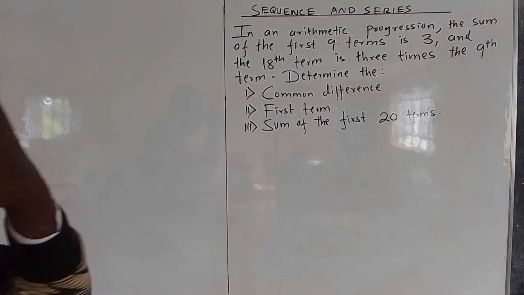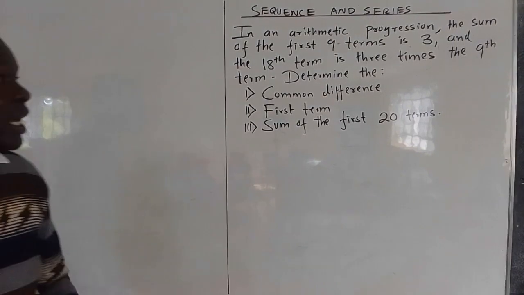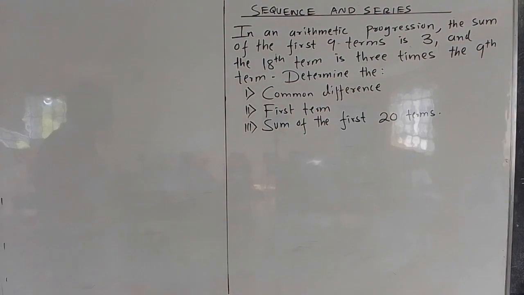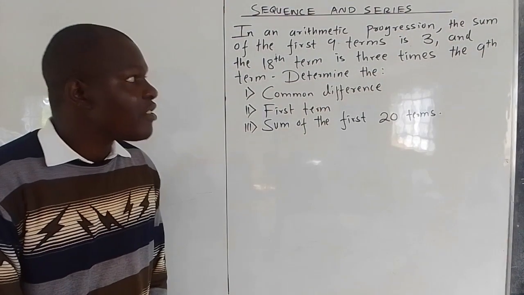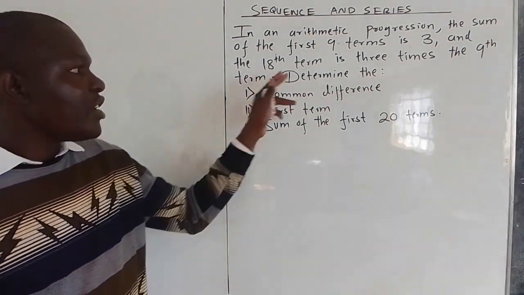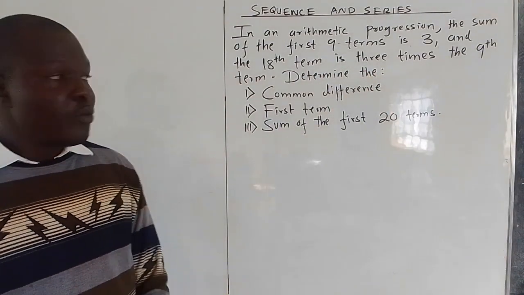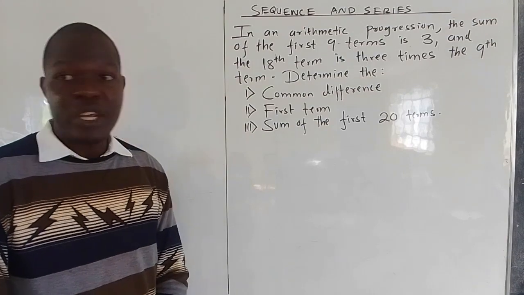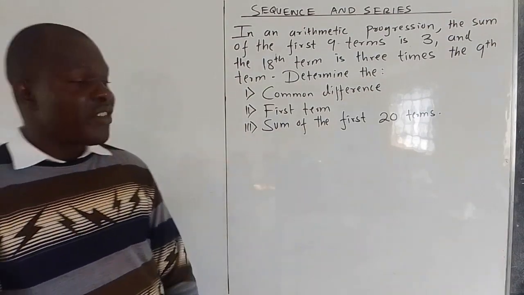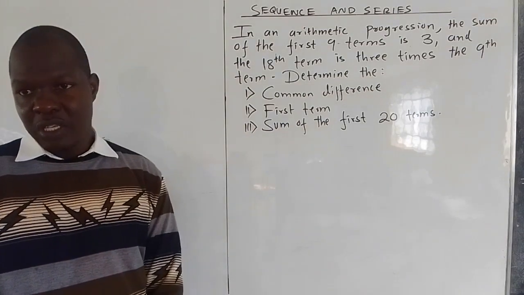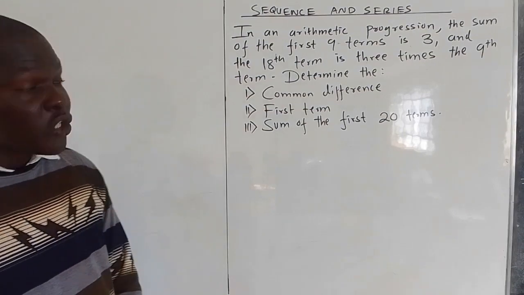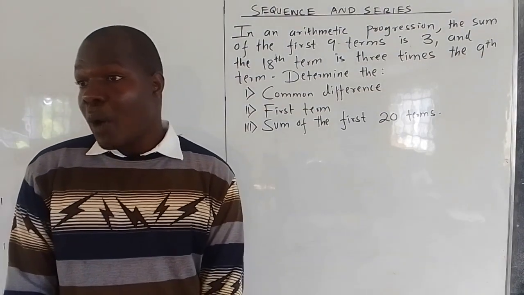So example number 1 on sequence and series: in an arithmetic progression, the sum of the first 9 terms is 3 and the 18th term is 3 times the 9th term. Then you've been told to determine the common difference, the first term and the sum of the first 20 terms, isn't it?